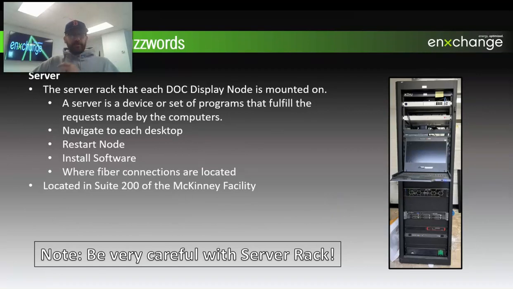Next, we have the server. The server rack is basically the rack that each one of those display nodes is mounted on. Those 4 main ones that I was talking about, those Dell Precision 7920s for the DOC. A server is basically a device or set of programs that fulfill the requests made by the computers. So whenever I try to run a script on the Activu software, it goes to that display node and then pushes it back out. You can also see that there's a laptop right here, which I'll talk about in a little while.